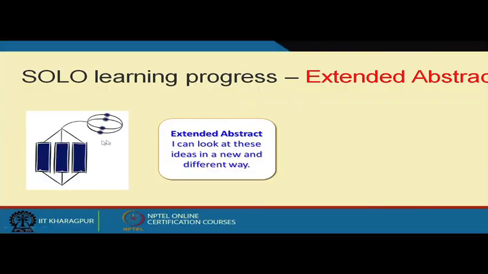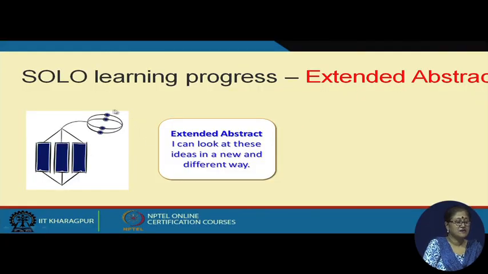And the extended abstract level is that, here, outside, I can look at these ideas in new and different ways. They can relate, and with the new ideas they can connect. So, that is the extended abstract level. So, here the learning outcome goes beyond the subject and makes links to other concepts, right. So, at this level students can make connections beyond the scope of the problem or questions to generalize or transfer learning into a new situation. So, that is the highest level in the SOLO taxonomy.